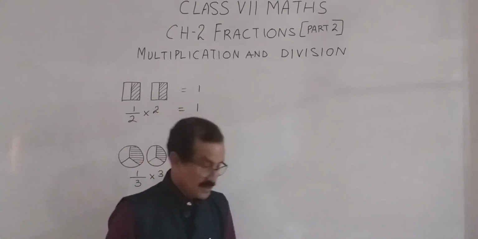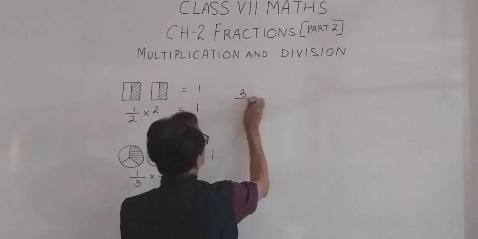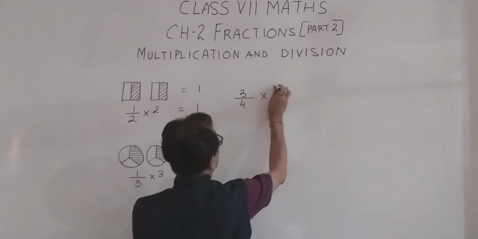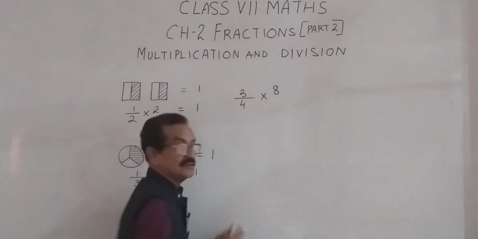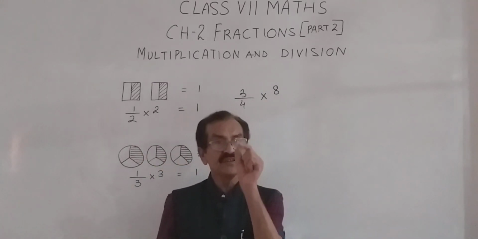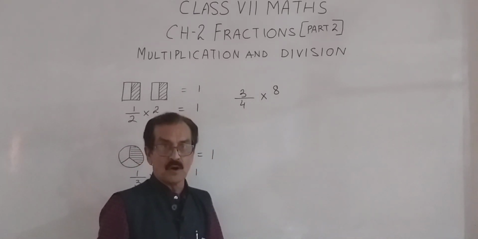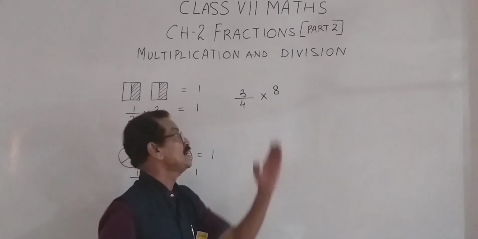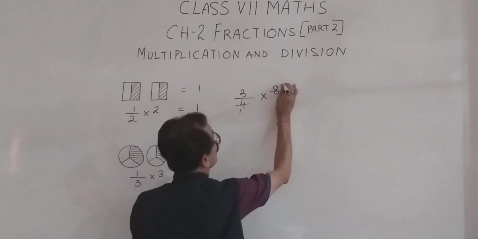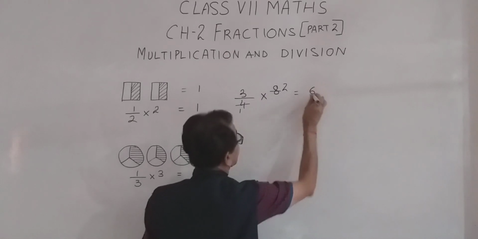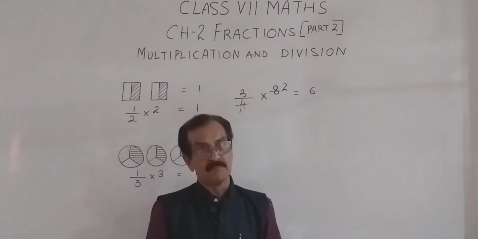How to multiply. Multiplication is very simple. Let us see for whole numbers first. Suppose we have 3 by 4 and we have to multiply this by 8. 8 means 8 upon 1. So we multiply the numerator with the numerator and the denominator with the denominator and bring them to the lowest form. But we can bring them to the lowest form right here itself. 4 and 8 both are divisible by 4 to give us the answer 6. This is the case when a fraction is multiplied by a whole number.